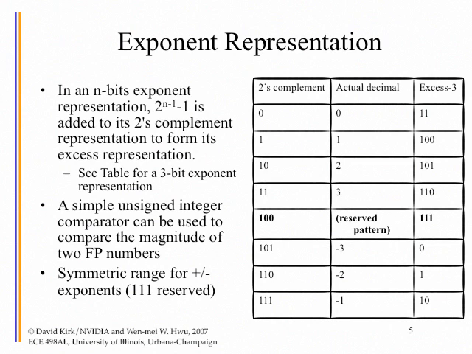So whenever you see a binary number with all 1s in the exponent, 8 1s in the single precision, 11 1s in the double precision, that means that number is either infinity or not a number, depending on the mantissa field. Okay, so that's part of the IEEE floating point standard.